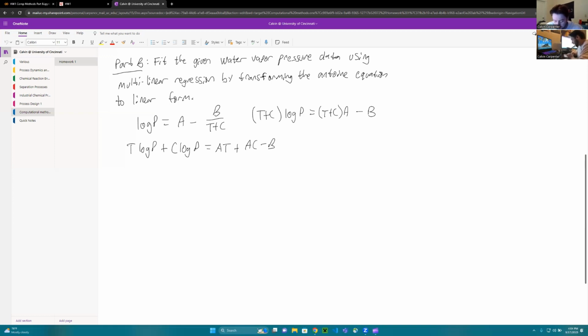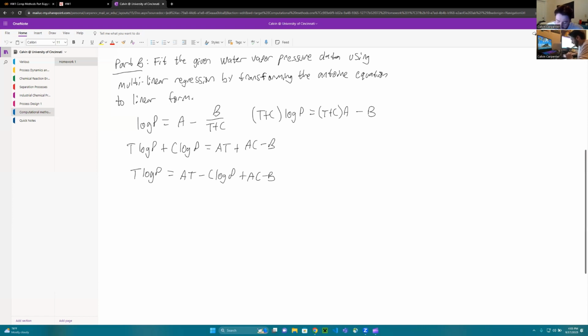And so isolating for our two known values, which is temperature and pressure, from our water vapor pressure data, we will get T log P equals AT minus C log P plus AC minus B.